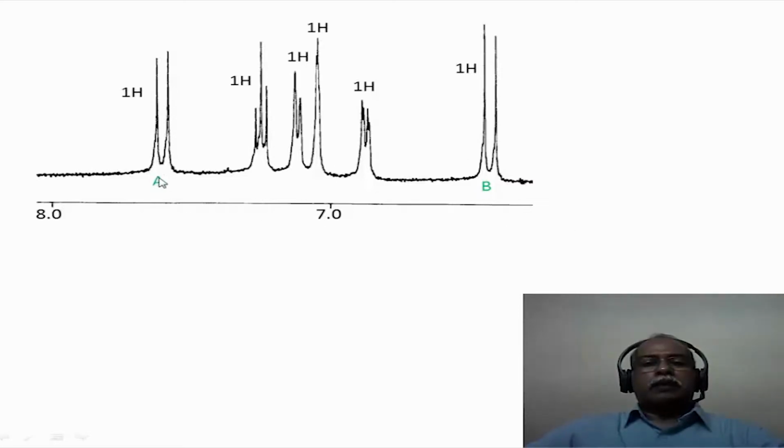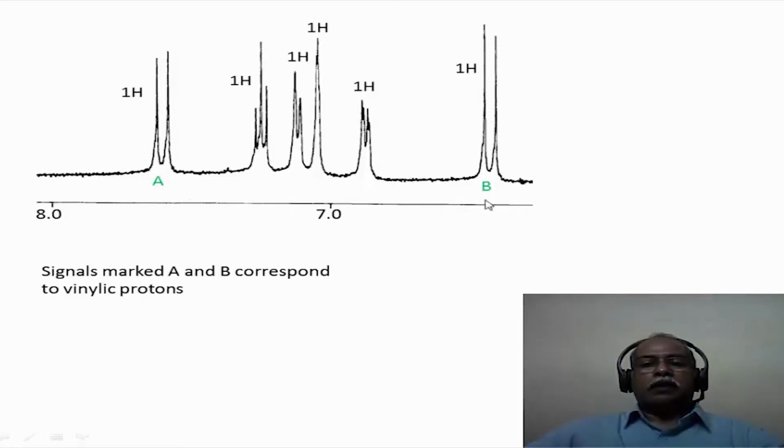The two doublet peaks marked A and B correspond to the vinylic protons. This is the only AB quartet that you can see in the spectrum. So this would correspond to A, which is close to the benzylic position, that is the beta hydrogen, and this is corresponding to the alpha hydrogen. This is a 400 megahertz NMR spectrum. The spectroscopy data is given as 400 megahertz.